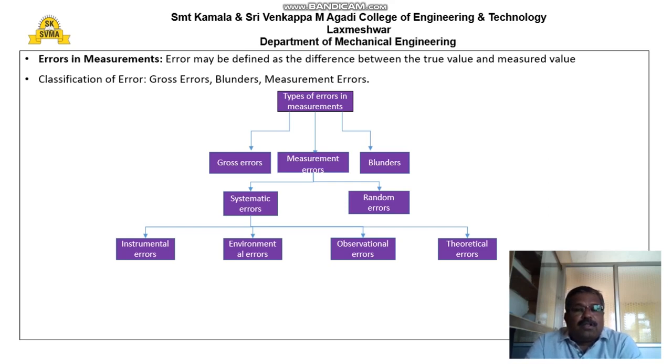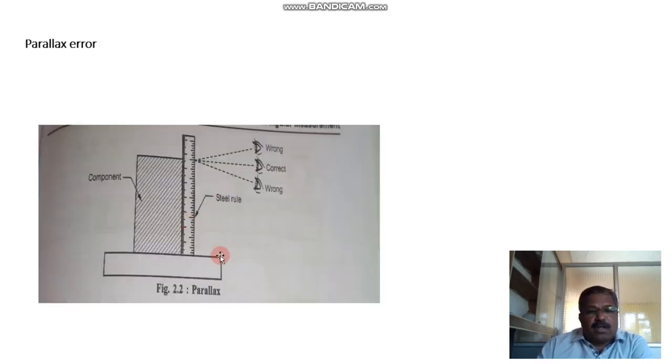Next comes observational errors. These errors are done by the operators. For example, this is my component on the surface table, and this is a scale I need to measure the height of this component. You cannot say the height is at this point, you cannot say it low; it must be seen exactly along this line. This is correct. So this observational error is nothing but the parallax error.